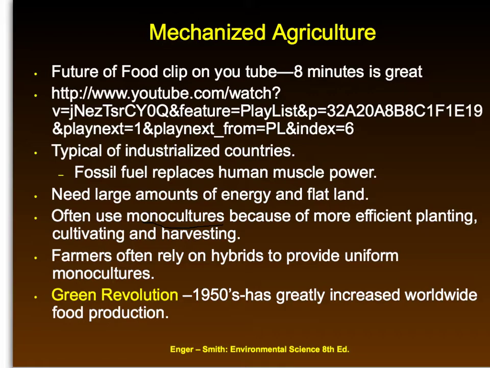We talk about the Green Revolution a lot in this class, and the Green Revolution is basically since the 1950s, due to this mechanized agriculture, in addition to fertilizer, we have seen an increase in worldwide production of food, which is great. That means more people have more food, but then the environment is also taking a toll.